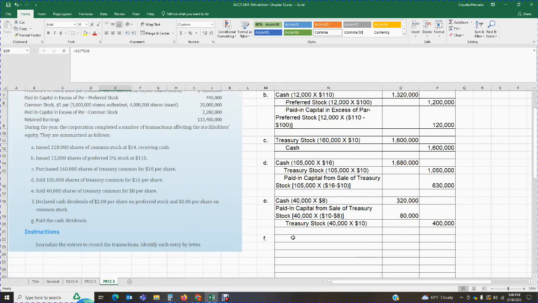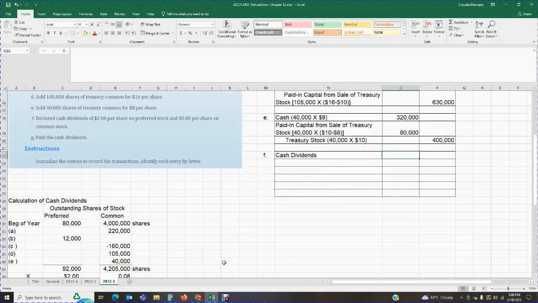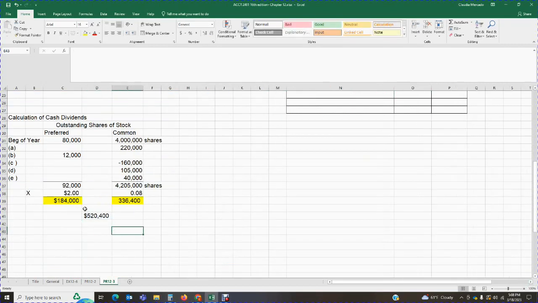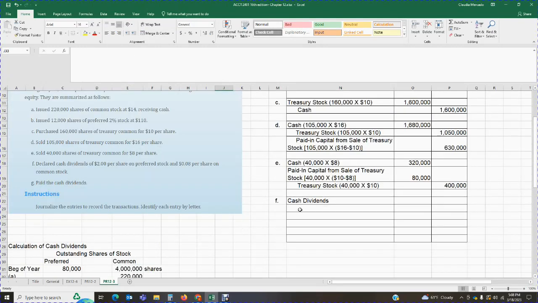8 cents per share on common stock. So if we are declaring, I'm going to debit my cash dividends. And the total that we calculated for both, I'm going to put my total here. It's 520,400. And that is basically the sum of those two numbers for your preferred and your common. You add them together, and that gives you your 520,400. Okay. So we're going to have cash dividends of 520,400 debit.